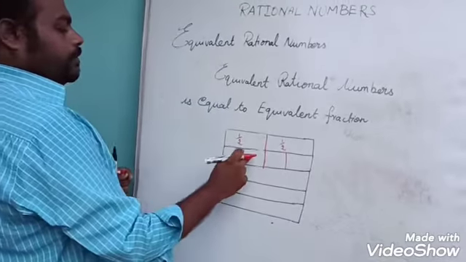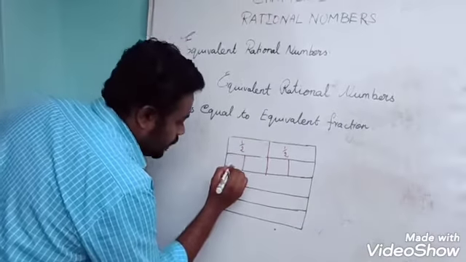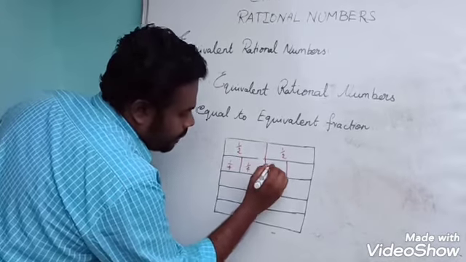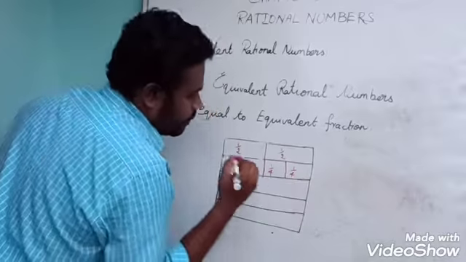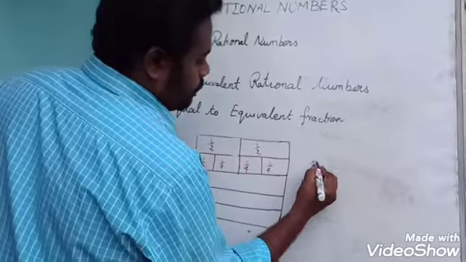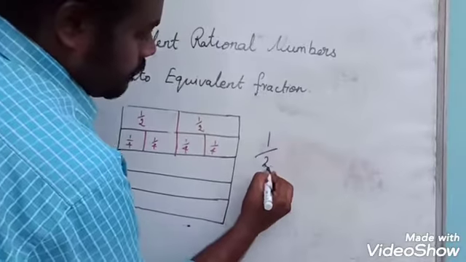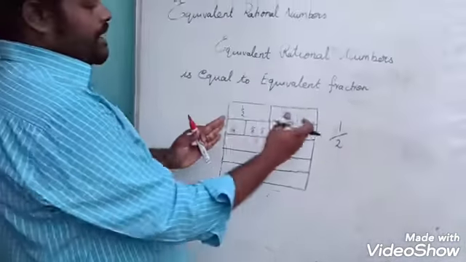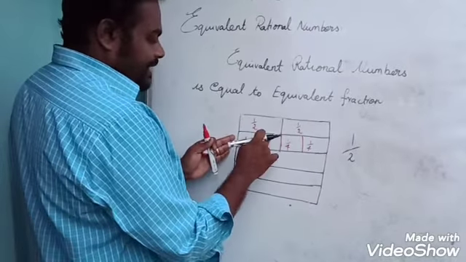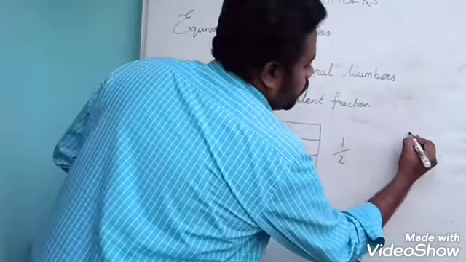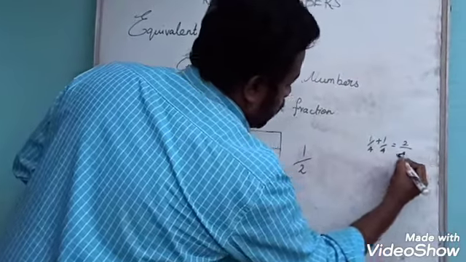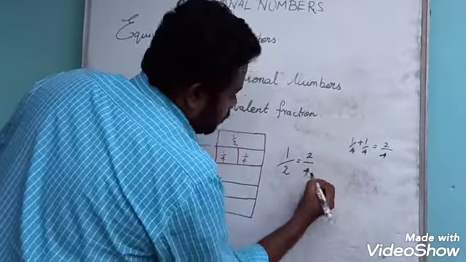Now we get 1, 2, 3, 4, totally 4 parts. So this is 1 by 4, and this one 1 by 4, and this one 1 by 4, and this one 1 by 4. Now we compare. The first one is 1 by 2. Next, in this 1 by 2 we have 1 by 4 plus 1 by 4, which gives 2 by 4. So 1 by 2 is equal to 2 by 4.